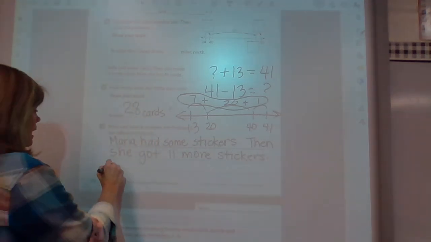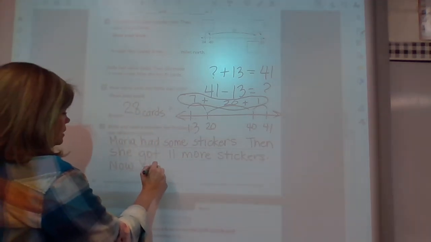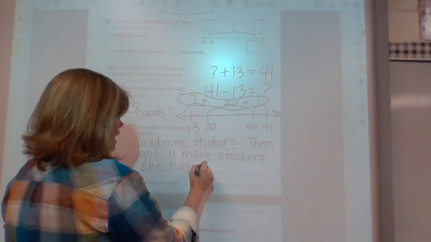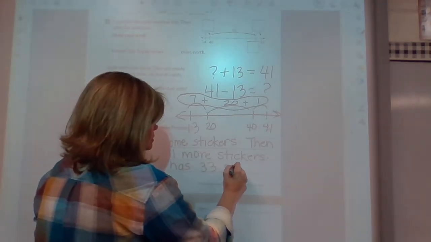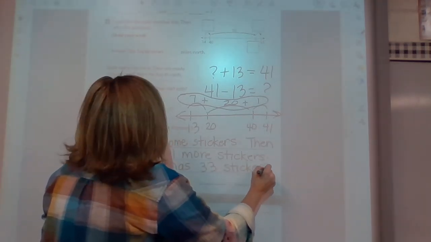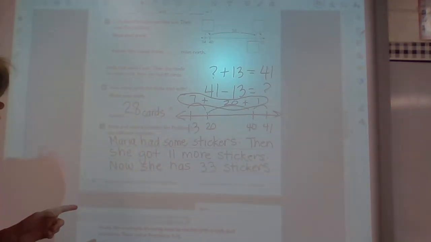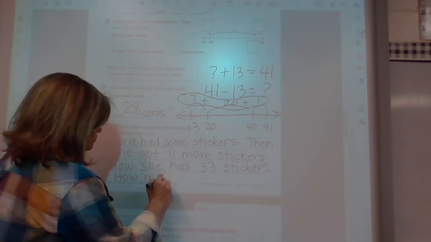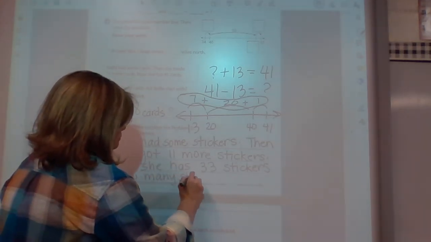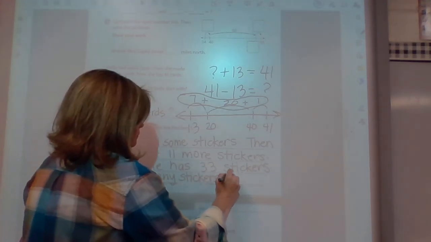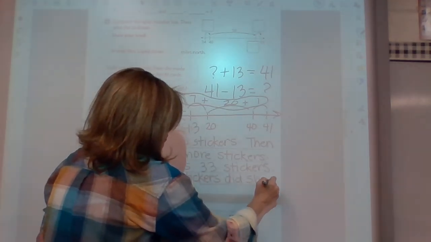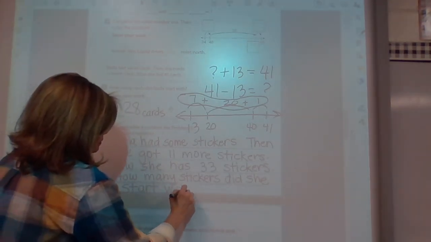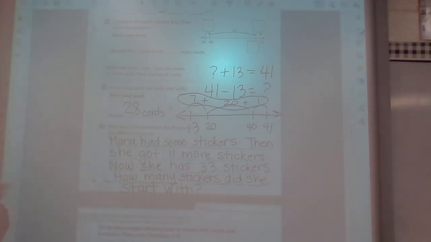Okay. Now she has, got to come up with a different number than 41. She has 33 stickers. Okay. Now, my question needs to be, how many stickers did she start with? Because that's the only part we don't know. How many stickers did she start with? And that's a question mark because that's an asking question.